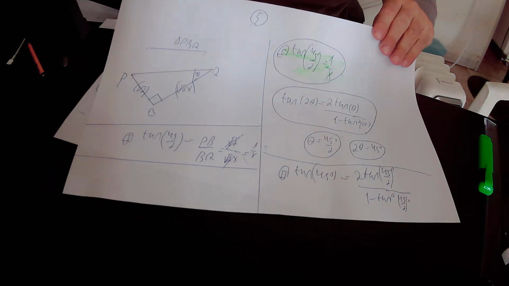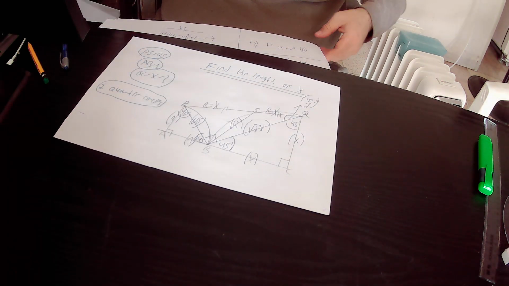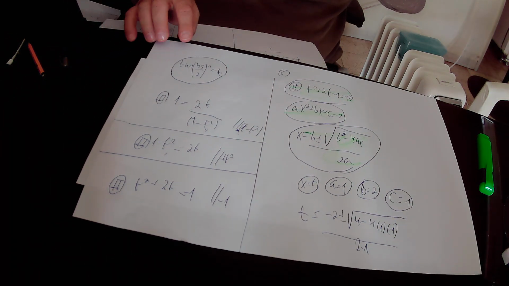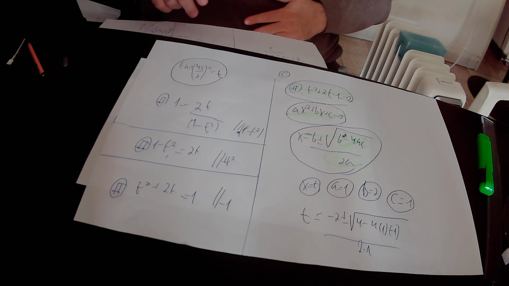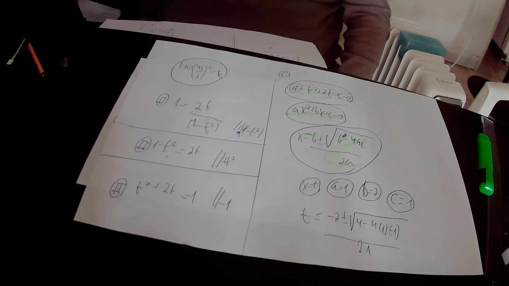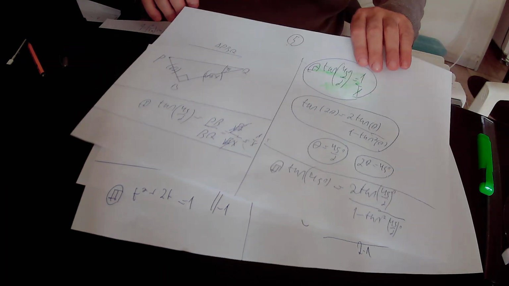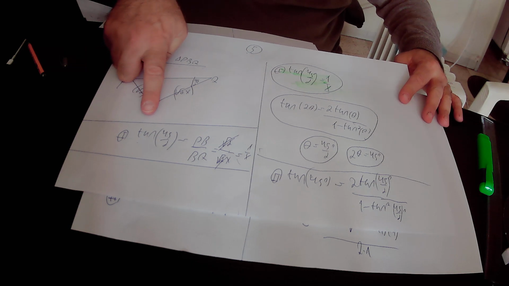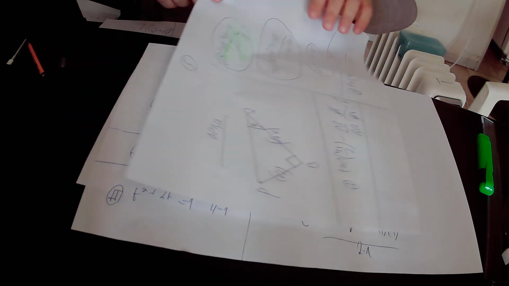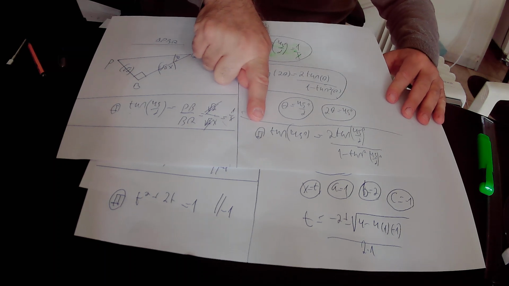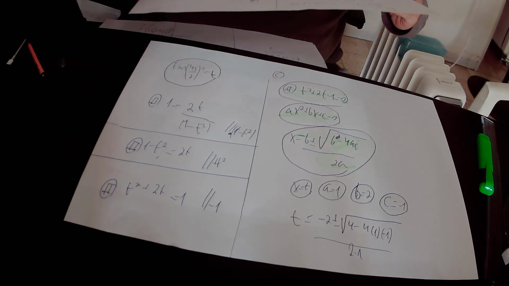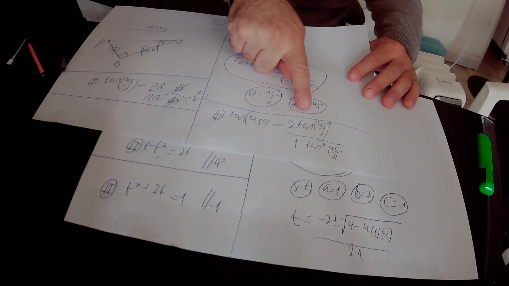Then we defined tangent 45 over 2 degrees as t, and we substitute tangent 45 over 2 degrees in equation number 2 by t. This is equation number 2: tangent 45 degrees is 1, and it equals 2 times tangent 45 over 2 degrees. So it is 2 times t, because tangent 45 over 2 degrees is t. So we substitute by t.